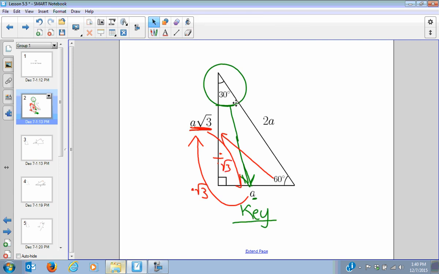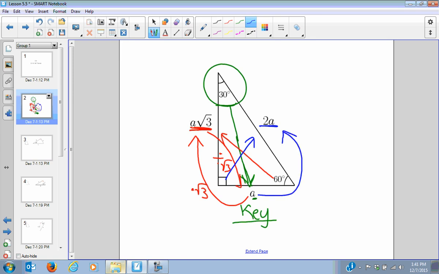And finally, the other one that we can talk about is the hypotenuse, which I'll do in blue. This is going to be twice the value of A. So it's pretty simple. To go this way, you just times by 2. If I give you this value right here, and you want to go back to the key, you would divide by 2. So across from the 90 is going to be the 2A. Across from the 60 is going to be A square root of 3. We'll refer back to this a couple times, and then we're going to keep moving on.